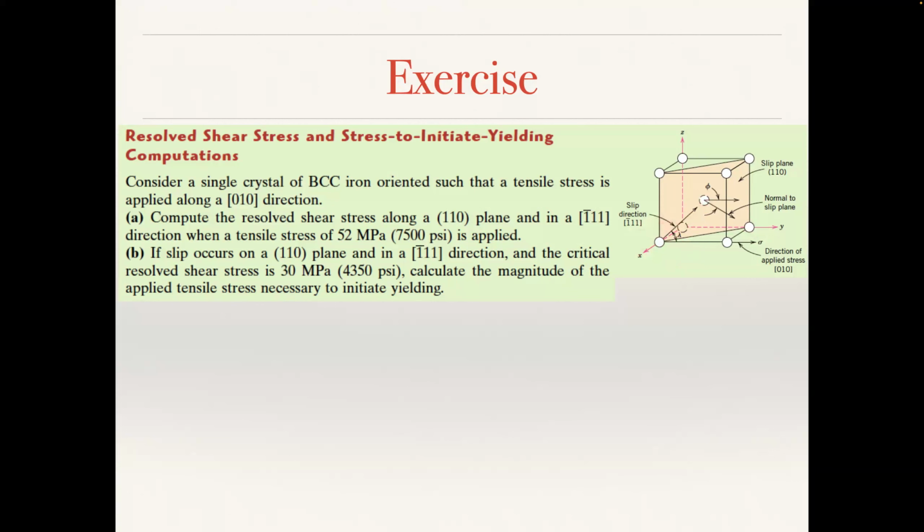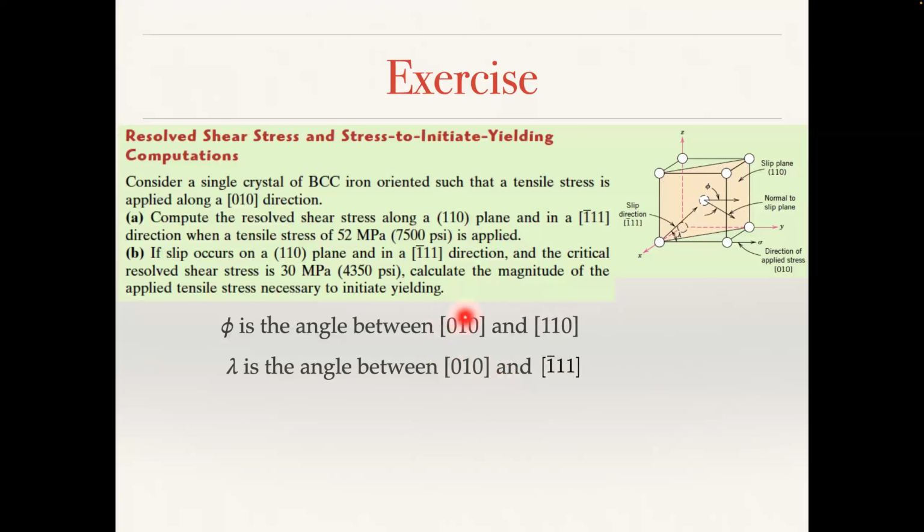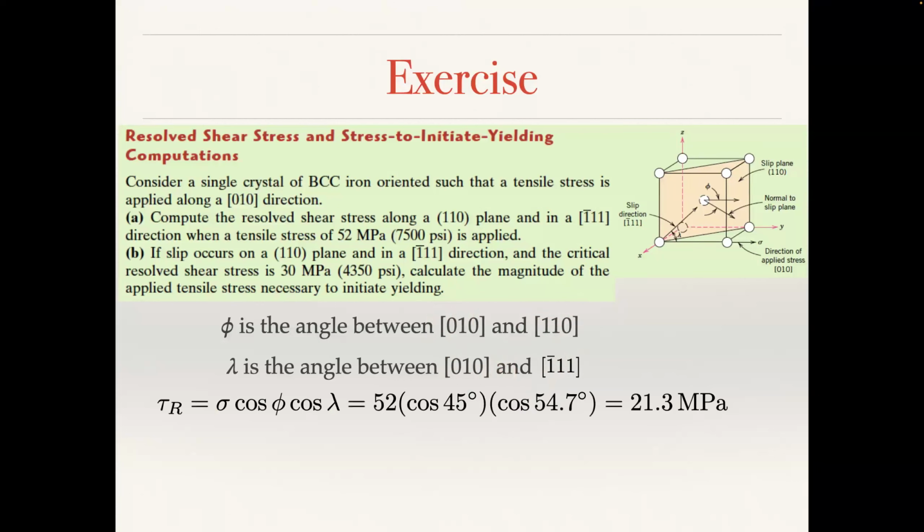So we have looked at phi, the angle between the applied loading tensile axis and the normal to the plane. Because it's a cubic crystal, the indices of the plane themselves become the indices of the normal to the plane. And lambda is the angle between the loading axis and the slip direction. This is the normal to the slip plane, and this is the slip direction. So we have calculated those angles, cos 45 and cos 54.7, and then we calculated the resolved shear stress to be 21.3 MPa. All right.